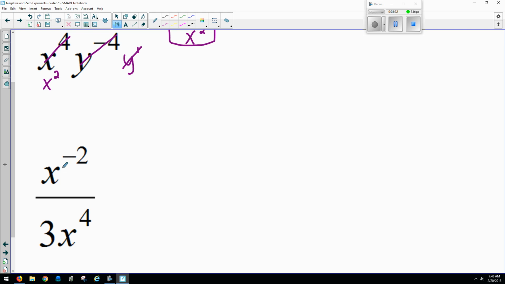For this next example, again, I'm going to take the x to the negative 2 out and put it in the denominator. Let's hold the spot in the numerator with a 1. And then I can just combine those x's in the denominator by adding the exponents. So this becomes 3x to the 6th power.